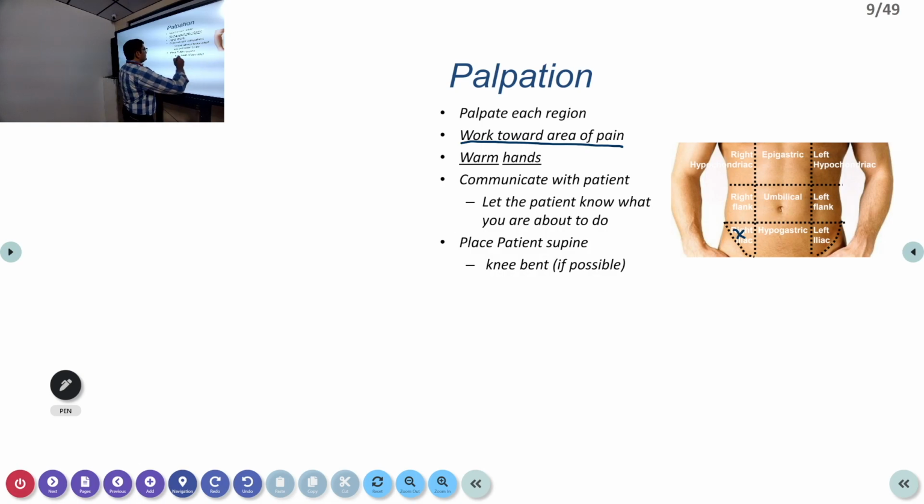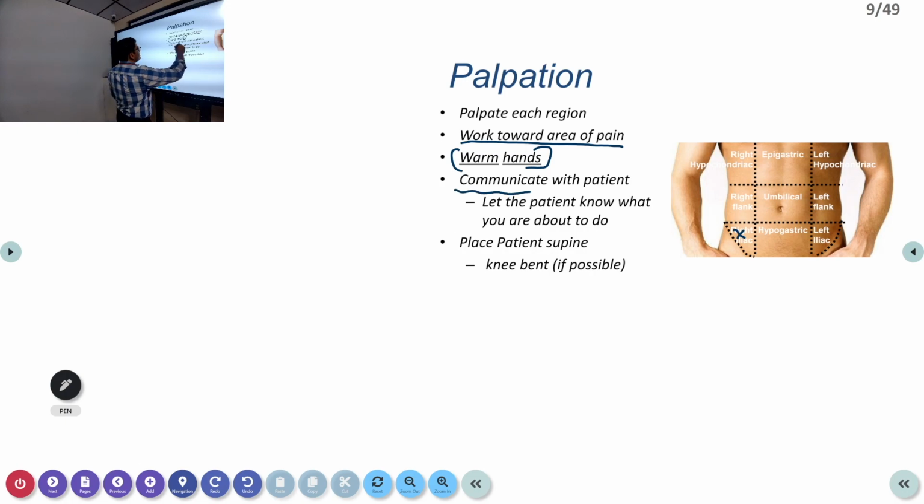Okay, and then warm hands. This is not very important in a tropical country like India, but still, if you are somewhere in North India, Delhi or somewhere, and it is winter, always make sure that your hands are warm. Okay. Here in Kerala, I don't think that's a problem.